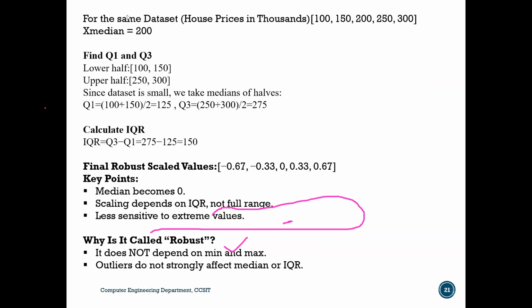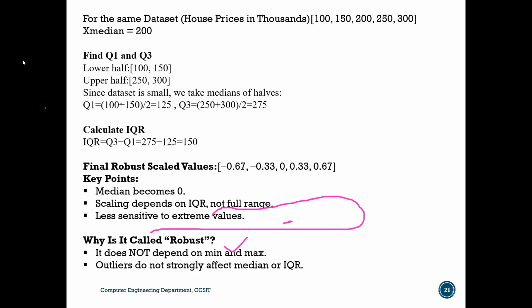So for the same data set, first I'm going to calculate the median, which is 200. Then I will calculate Q1. Q1 lower half is this, upper half is this. Then I'm going to calculate the Q1 value and Q3 value. After that, I will calculate the IQR, which is Q3 minus Q1. So I'm getting 150. And then this 150 will be divided into the other values based on the formula.